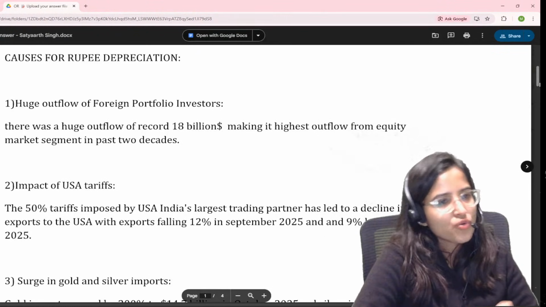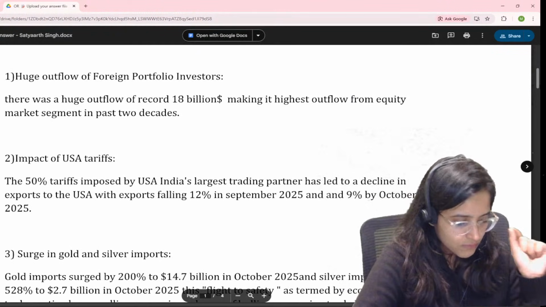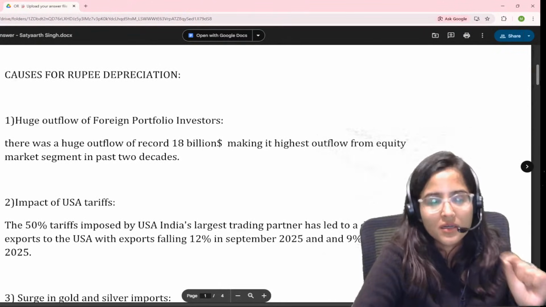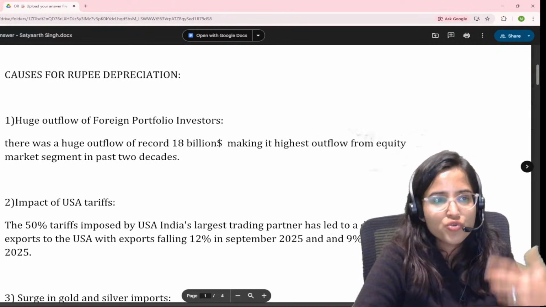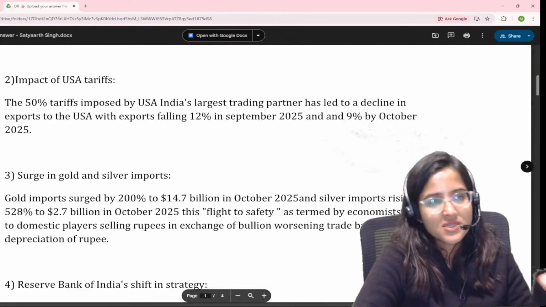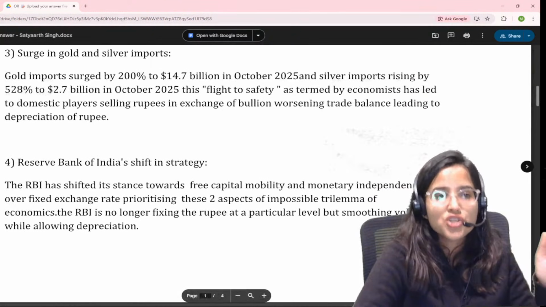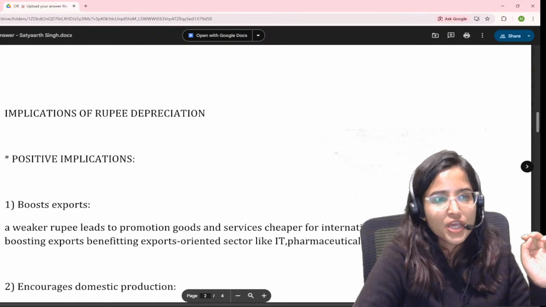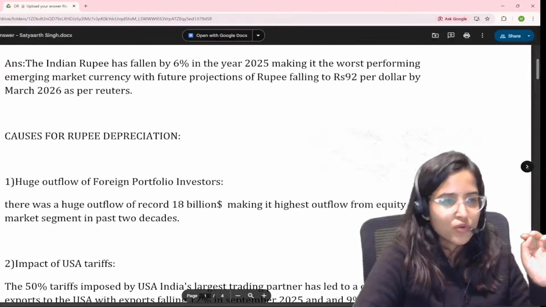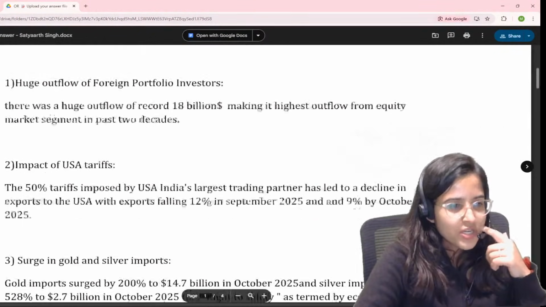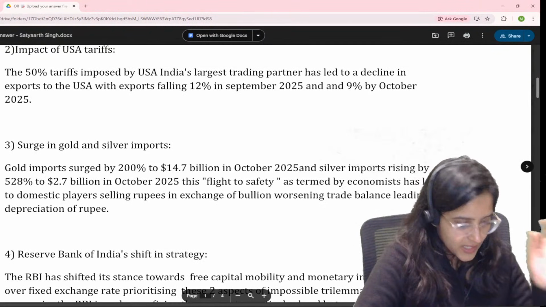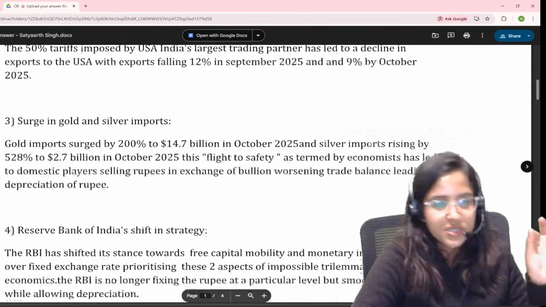Causes of depreciation. Please see that if you write bullet points like these, it is going to be better and easier for the examiner to read. So, huge outflow of foreign portfolio investors, impact of US tariffs, surge in gold and silver imports, Reserve Bank of India's shift in strategy. Acha. So, this is very good. Causes, fine. You've written around 4 points, and that too in a crisp, clear manner. This is very good. Very good, Satyarth.